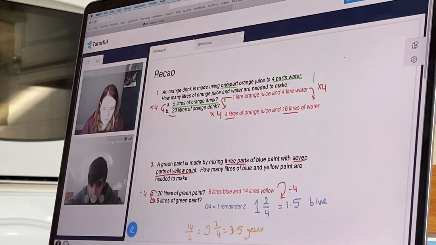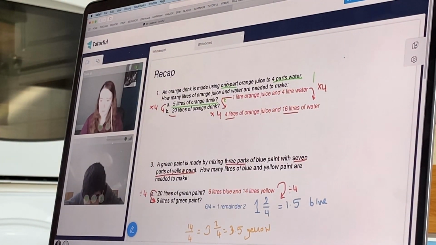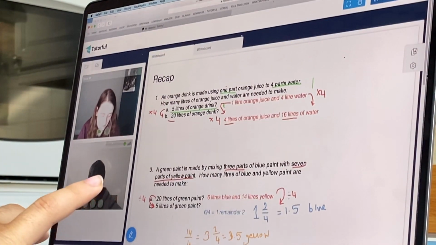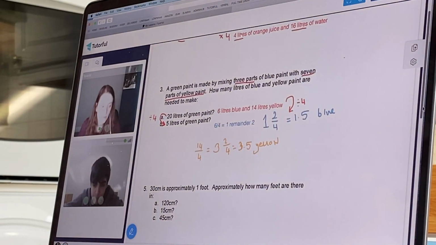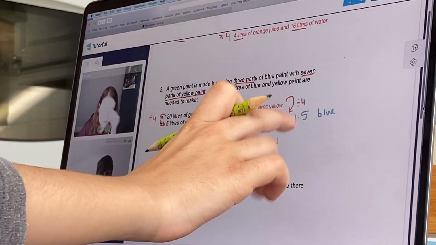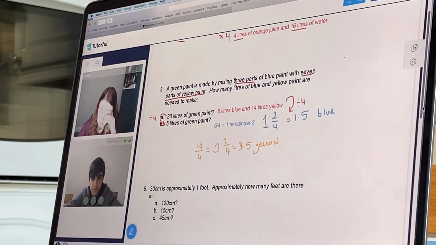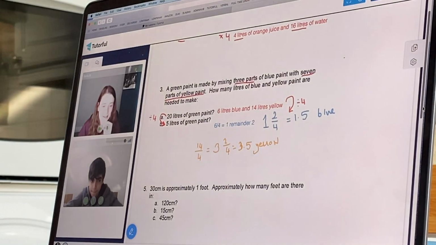And then, does 1.5 plus 3.5 make 5? I think it does. Yeah. Because both of them added up together make 5. Brilliant. Easy? How would you find them? Easy, hard? A bit. Okay.